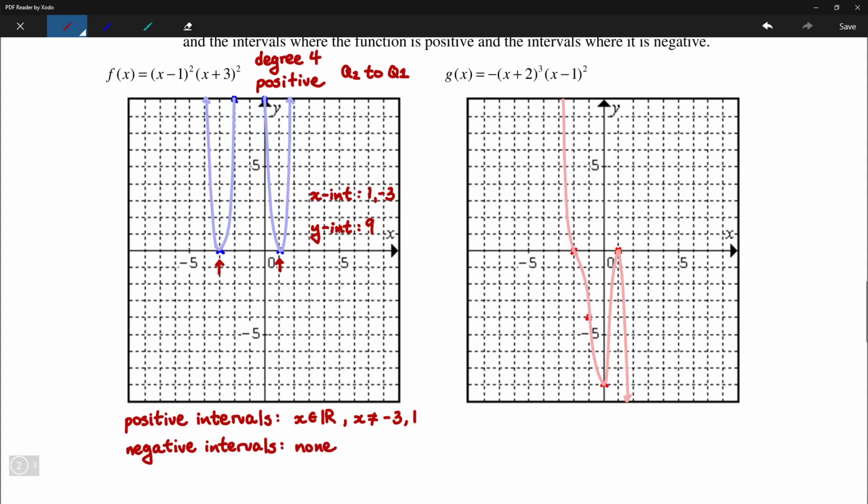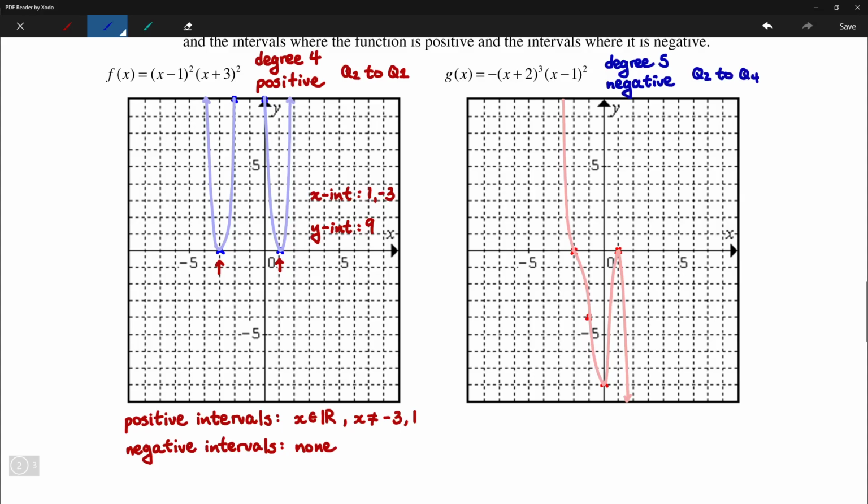Okay, so let's look at g of x. We have g of x is equal to negative, and then x plus 2 cubed, and then x minus 1 squared. So once again, we first look at the degree of this polynomial. 3 plus 2 is 5, so this is a degree 5 polynomial. And it is negative because of the negative sign in front of the entire g of x right here. So we expect it to come from quadrant 2 and end in quadrant 4. It's odd and it's negative. Okay, which is what the graph looks like.